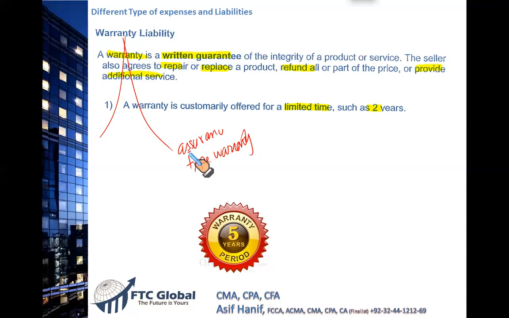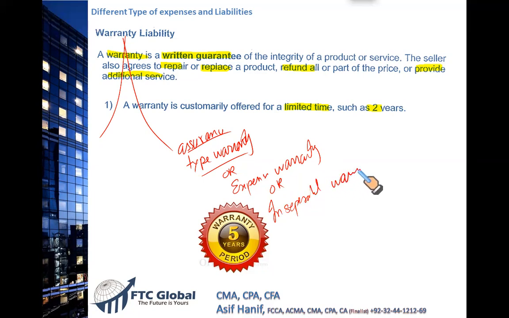Now, the assurance type of warranty is sometimes also called the expense warranty, and sometimes it's called the express warranty. Please write down these names. You might mix things up. Assurance type warranty, express warranty, or sometimes it's called the inseparable warranty. Mind the word inseparable warranty. Why? Because this is not sold separately. It is sold as a part of the product. So the first type of warranty we're going to discuss, and almost 100% of questions on warranty relate to this first type of warranty.